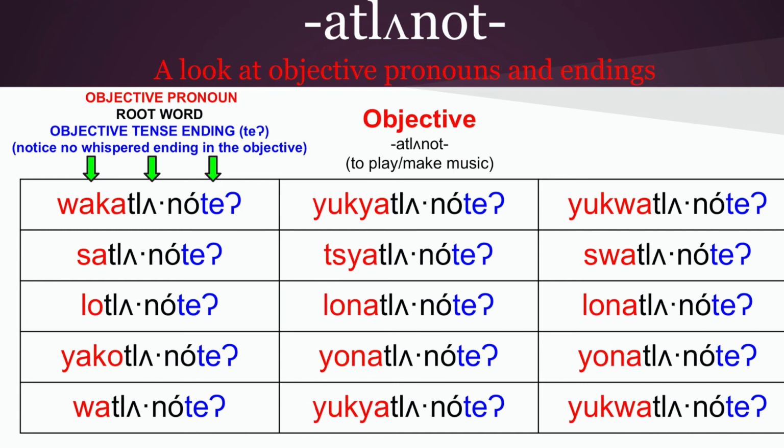All right, remember I said that the objective is also a present-like tense. So, because the subjective and the objective are present-like tenses, we don't have any tense prefixes like the past, future, should, could, or would, okay? So, in the subjective, it's just the pronoun. In the objective, it's just the pronoun. But what kind of pronouns are we using? In the subjective, we're using subjective pronouns for this verb. In the objective, we're using objective pronouns, okay?